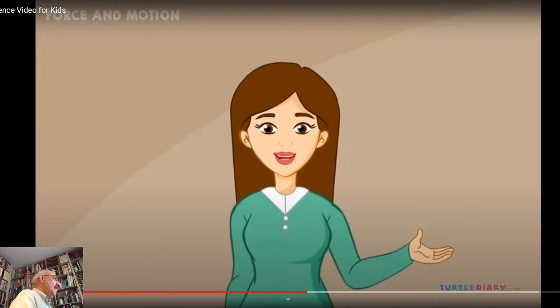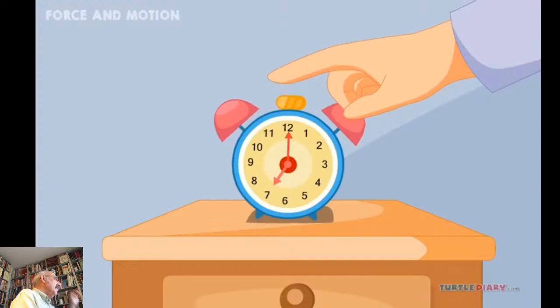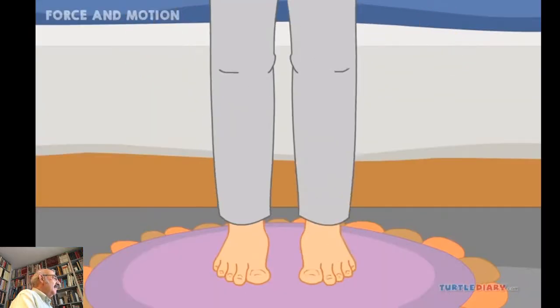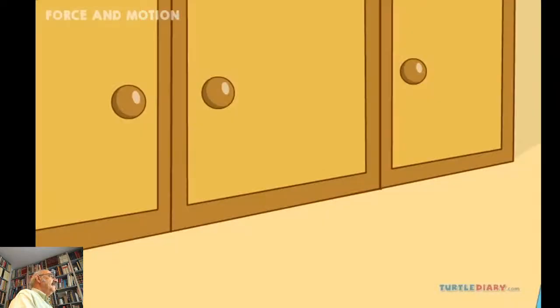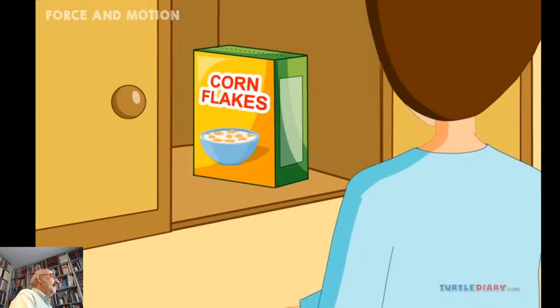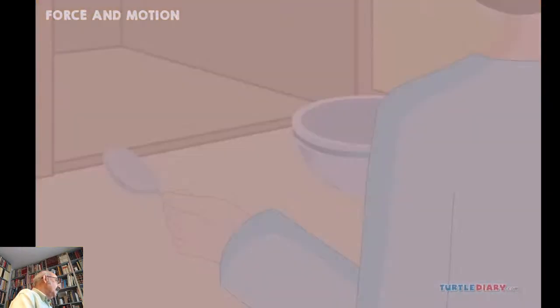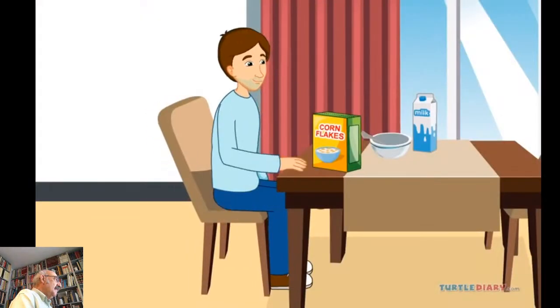Let's look at things a person pushes and pulls in one morning. This man pushes an alarm clock to make it stop ringing when he wakes up. He pulls the blankets off himself and uses his legs to push his body up. He pulls open a cabinet to get out his breakfast. He pulls out a bowl and a spoon. He pulls the chair back to sit down and pulls it back in under the table.